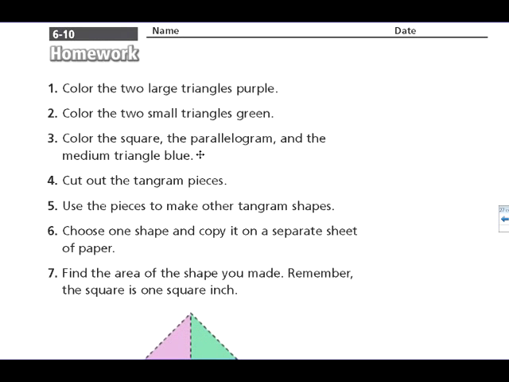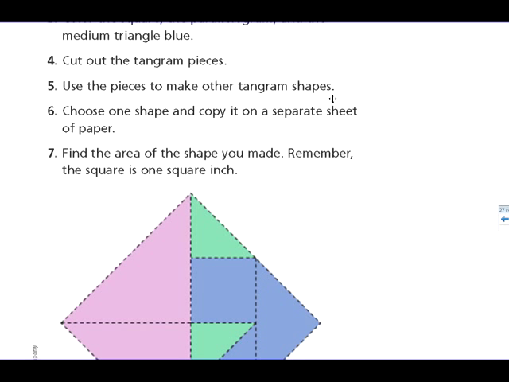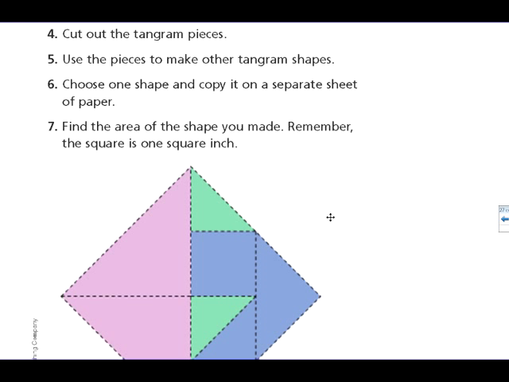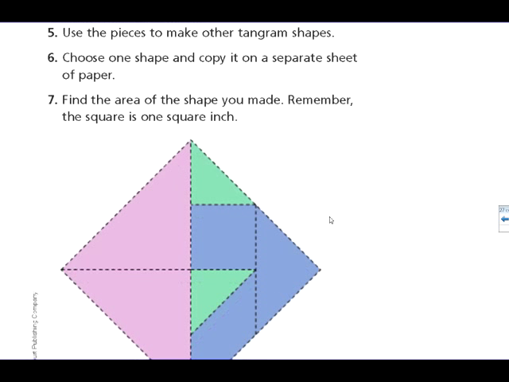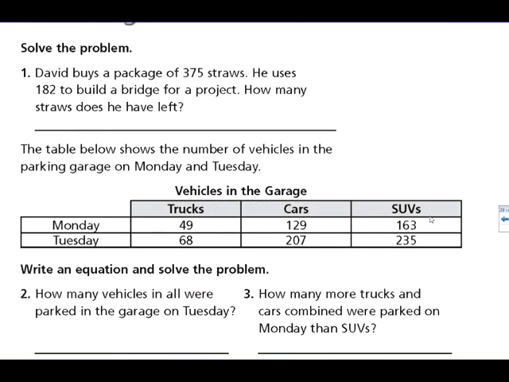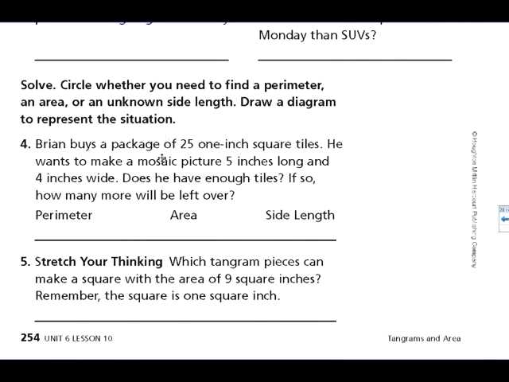Color the two large triangles purple, green, etc. And then you have to cut out the tangram pieces and see if you can make some tangram shapes. As you cut out the tangram pieces, you'll be able to figure out some other shapes that you can make. And it'll be really fun if you can bring some of those ideas back to class and share them with the rest of us. And here's the other part of the homework. Notice it's just story problems, using the table, and finding the perimeter or area.